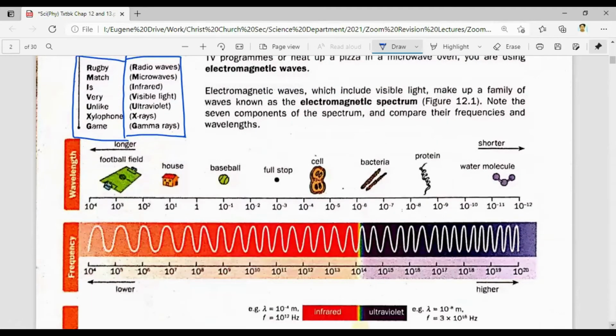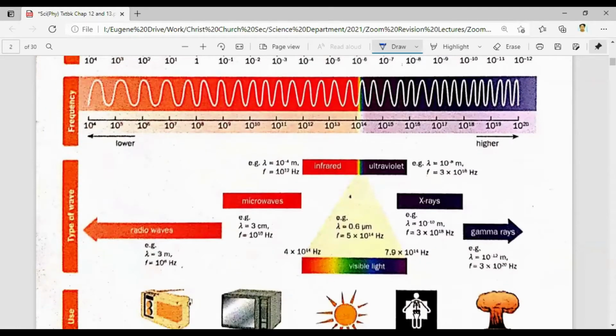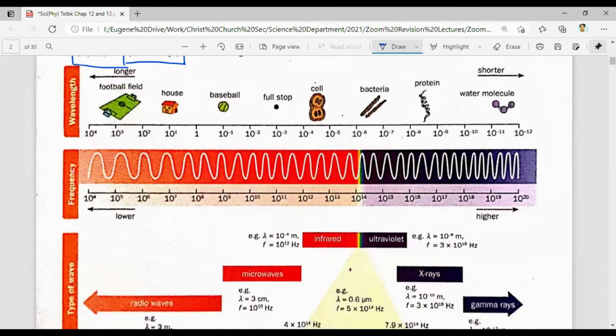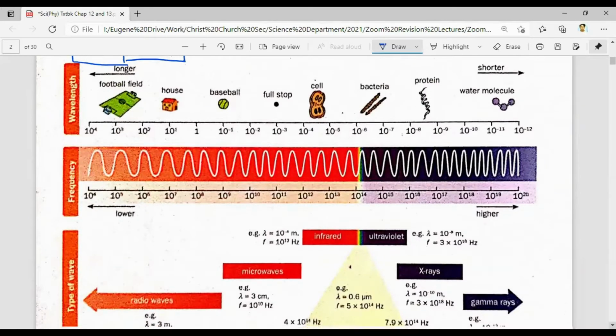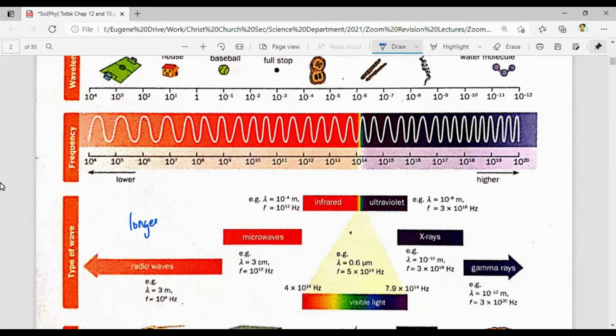But what's important in terms of the order? First thing you need to know, in terms of wavelength and frequency: radio waves, microwave, infrared radiation, visible light, ultraviolet ray, X-rays, gamma rays. So this is the order. Now, why is it in this order? Radio wave has the longest wavelength.